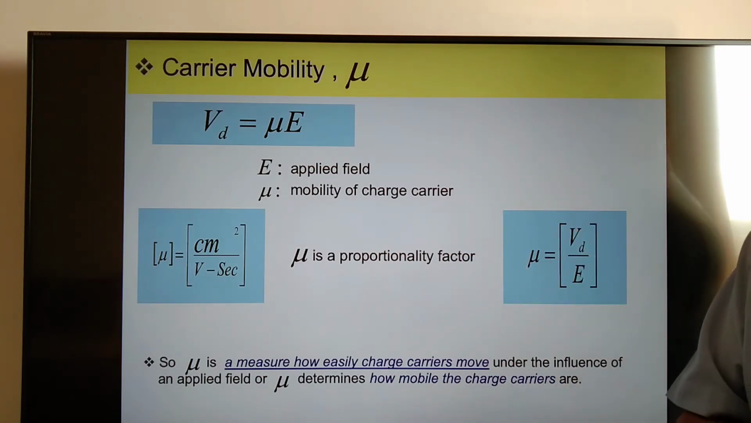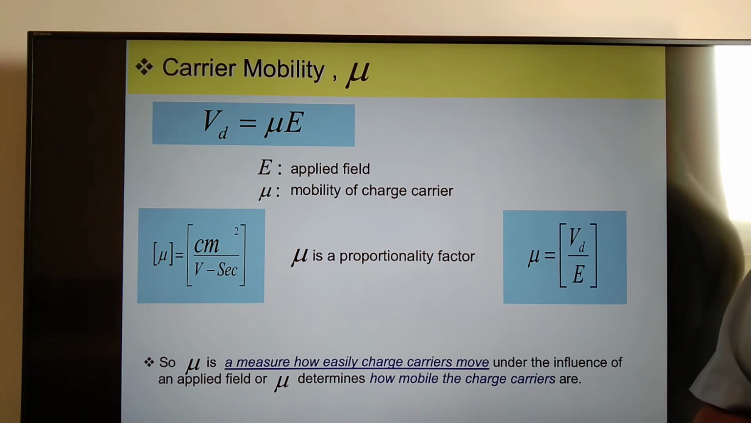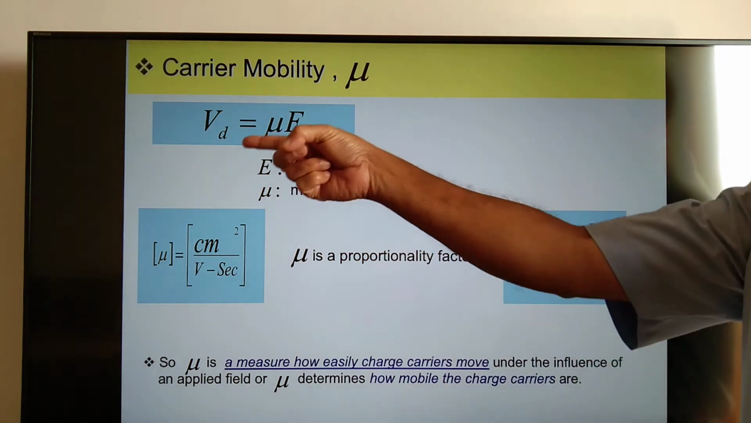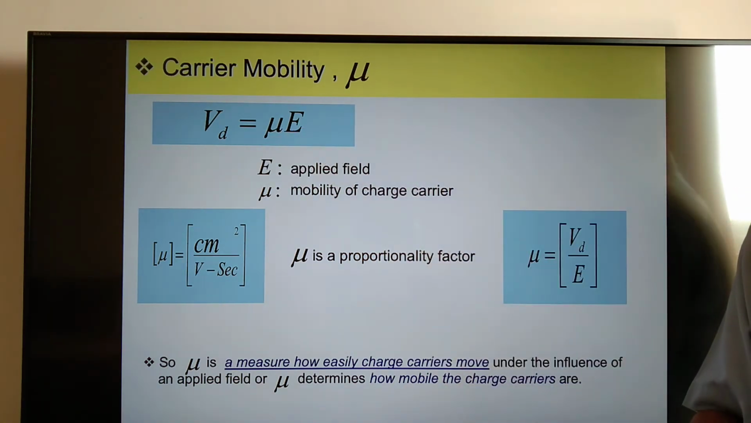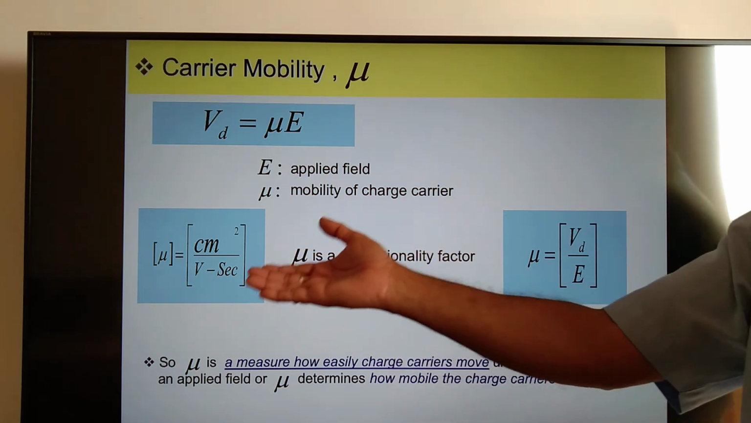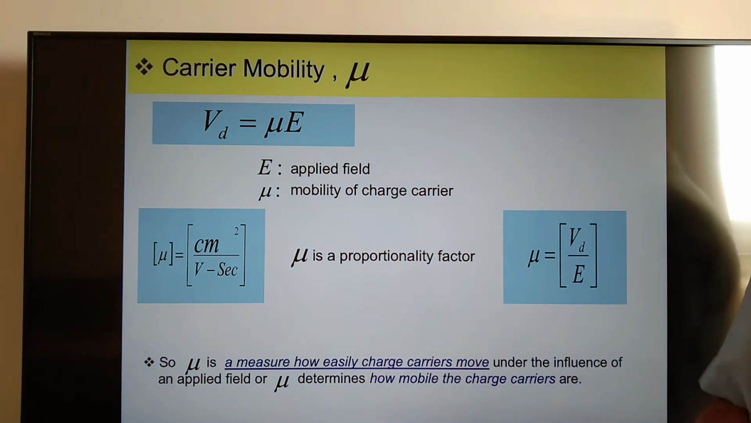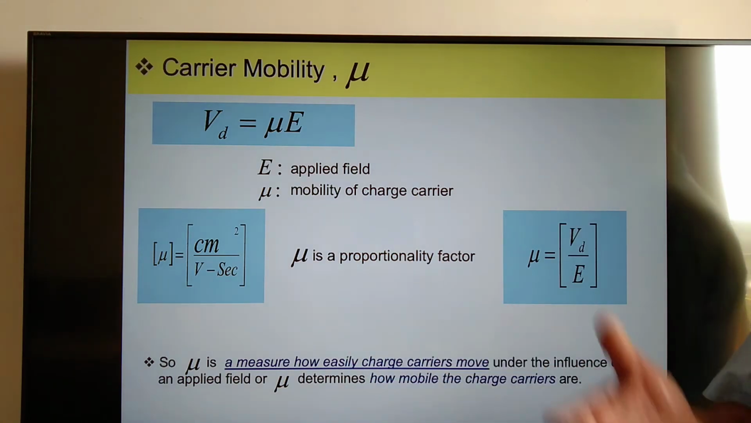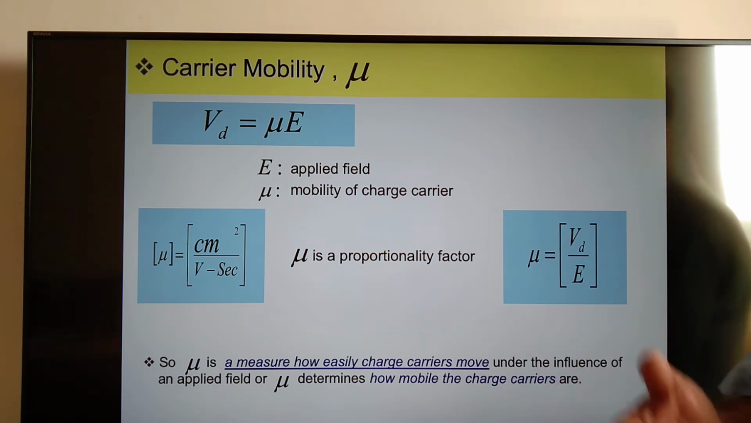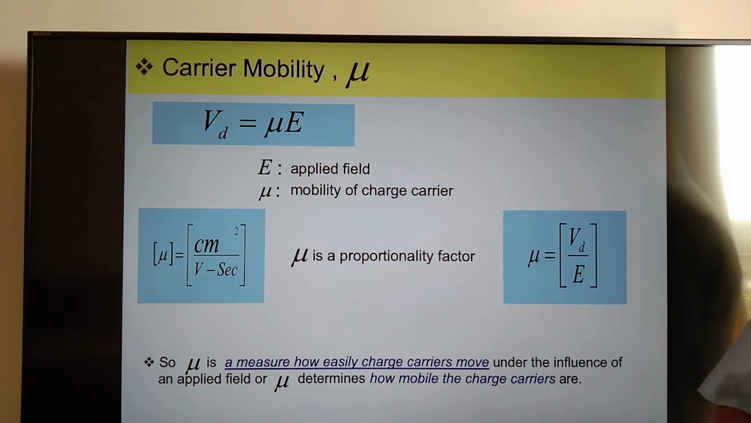Now comes carrier mobility. Generally it is given by this equation. The drift velocity is proportional to the electric field E, so mu is the constant of proportionality, which is known as the mobility of charge carrier. And you can see the dimension of mobility is like this. What is the physical interpretation of mu, or mobility? It is a measure of how easily a charge carrier can move under the influence of an electric field. So mu determines how mobile the charge carriers are.